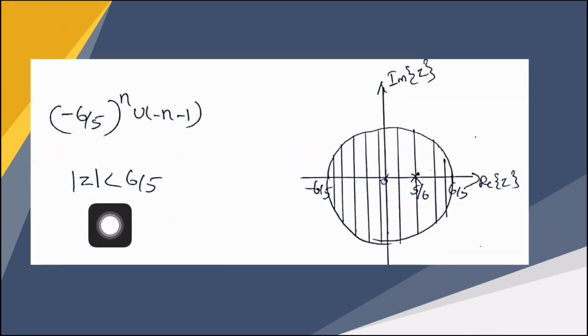Moving on to x2[n], the ROC of x2[n] is obtained as mod z less than 6/5, which represents the area inside the circle of radius 6/5 in the z plane. The shaded region here represents the ROC of x2[n]. So we plotted the ROC of x1[n] and x2[n]. What is our next task? Our next task is to obtain the ROC of x[n], that is x1[n] minus x2[n].